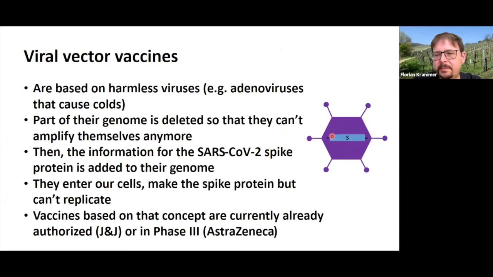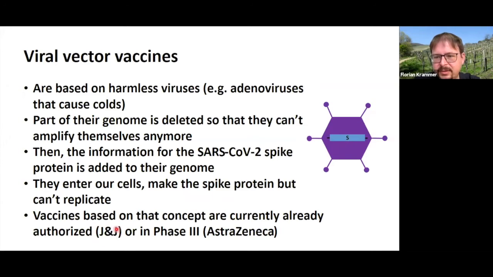Basically, you take away parts of the genome of this virus, so it can't even replicate anymore, and you put the information for the SARS coronavirus 2 spike protein in there. And then the virus is used as a vaccine, and so it basically docks onto your cells, goes into your cells, and provides the information for making the spike protein. The virus itself doesn't replicate, but then your cells make the spike and you make an immune response. And those are vaccines that are currently already authorized.